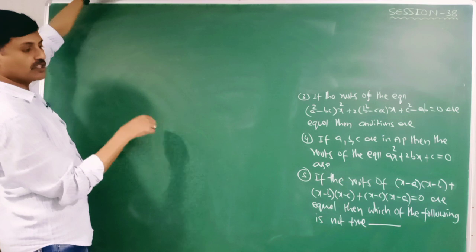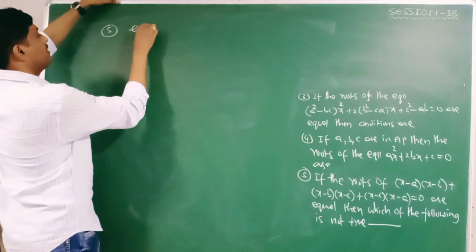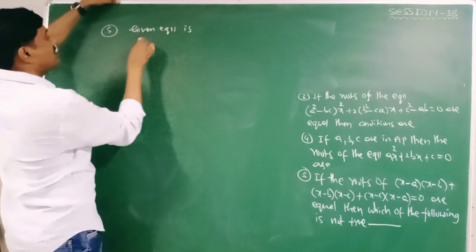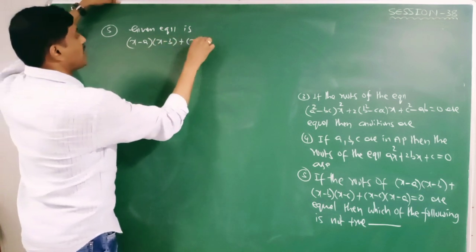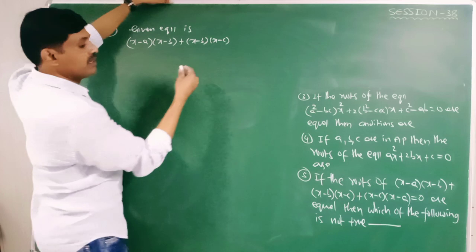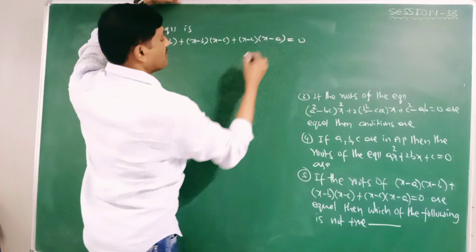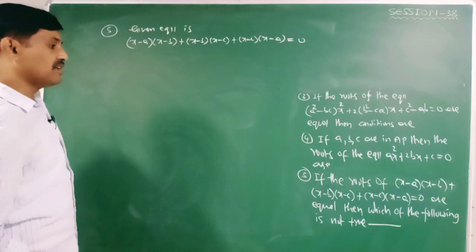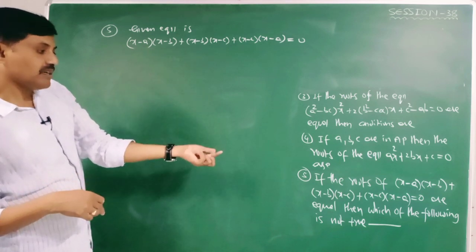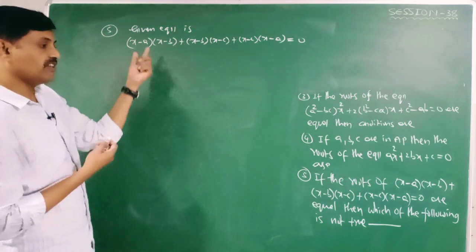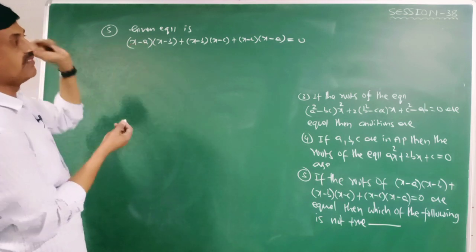Students, I move to the next question. Fifth question: the given equation is (x minus a)(x minus b) plus (x minus b)(x minus c) plus (x minus c)(x minus a) is equal to 0. If this equation has equal roots, then which of the following is not true? You don't know the answers, so definitely I will give you the answers.